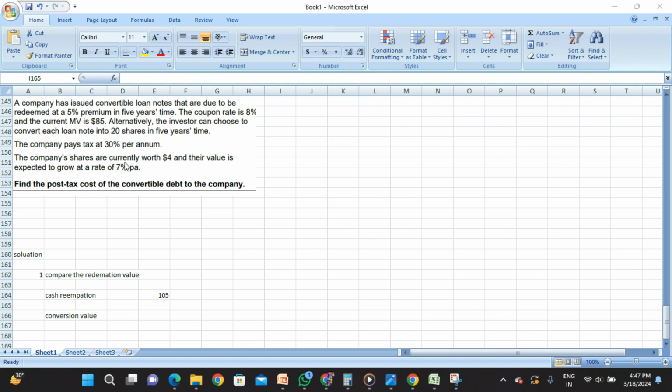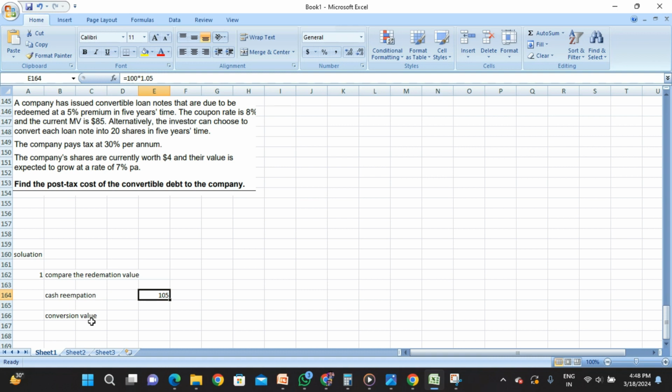So while we do the solution, we first compare the redemption values. First, what we get from the company is a cash redemption. Cash redemption means that the loan notes will be redeemed at a 5% premium. So 100 into 1.05. How do I get 1.05? It is 1 plus 0.05. We calculate, we get 105. Now you are clear about how we get the cash redemption value, 100 into 1.05.